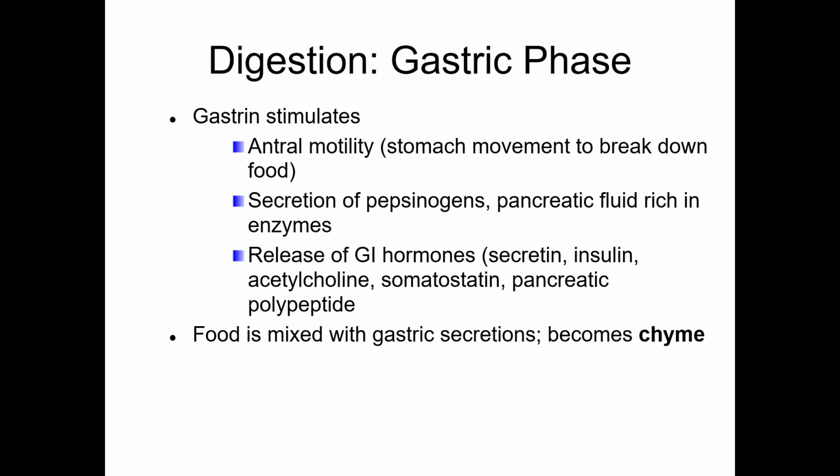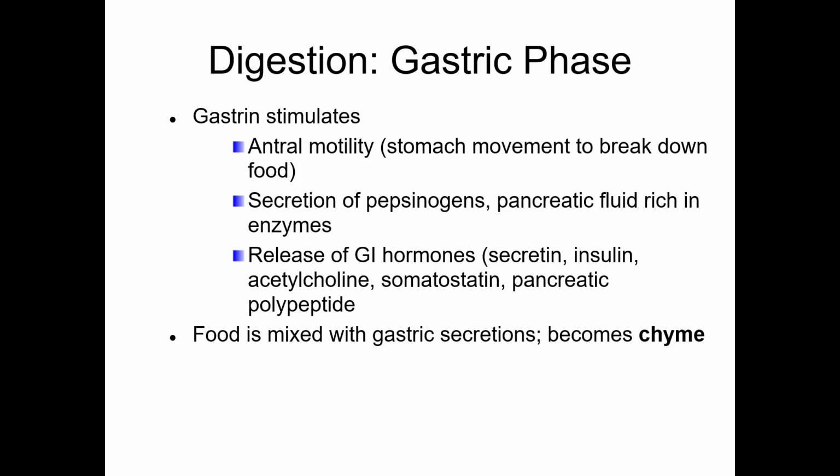Gastrin. So we're going to talk quite a bit about gastrin throughout this lecture. In the gastric phase, gastrin stimulates antral motility, and that's talking about the motility of the stomach as it churns to break down food. So the rhythmic movements of the stomach to break food into smaller pieces. Secretion of pepsinogens, pancreatic fluid rich in enzymes.